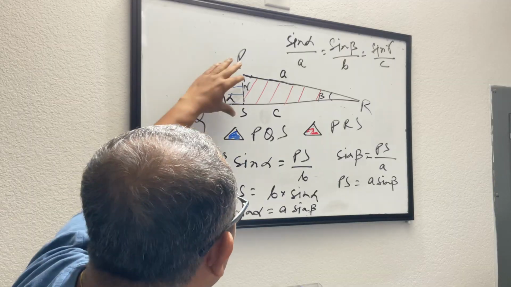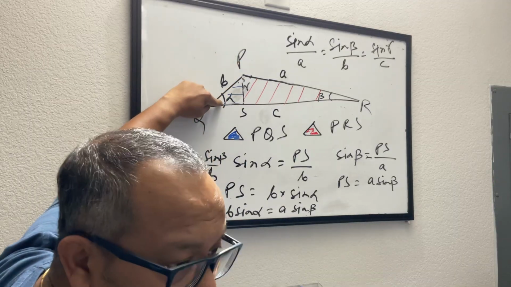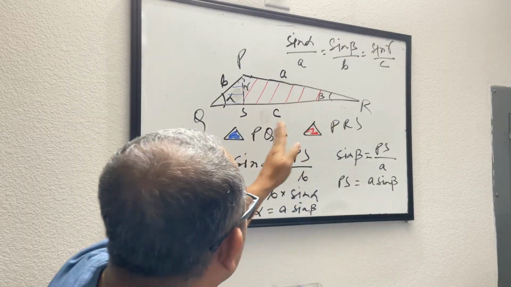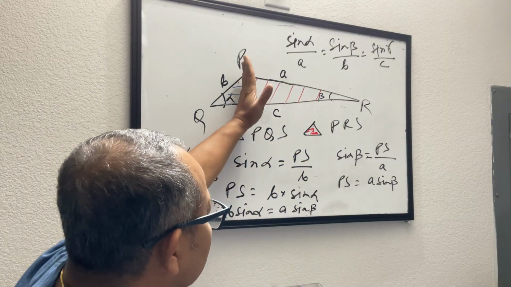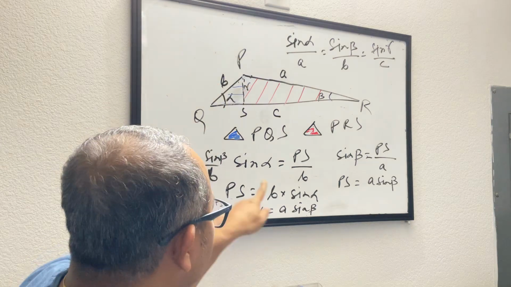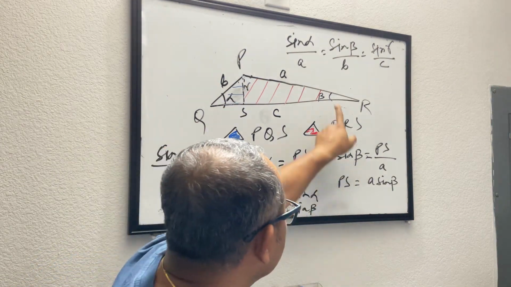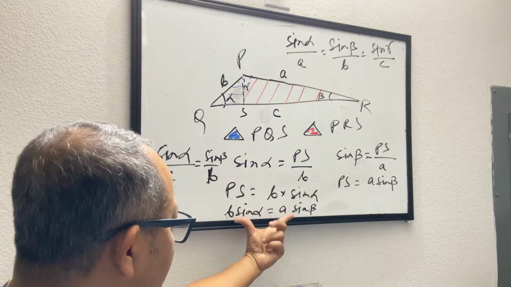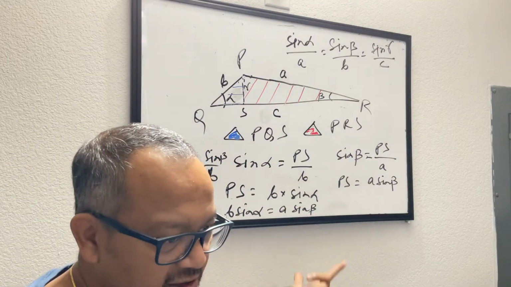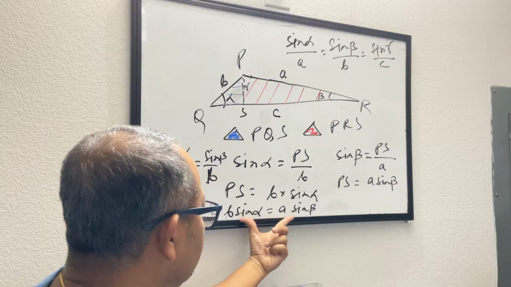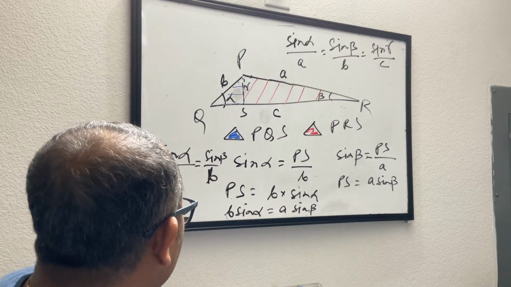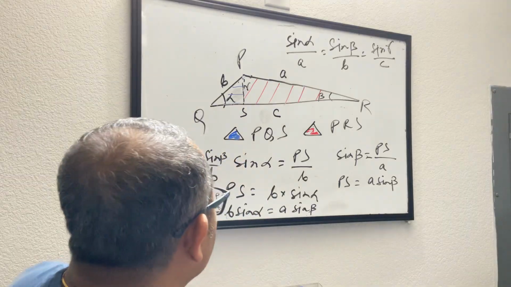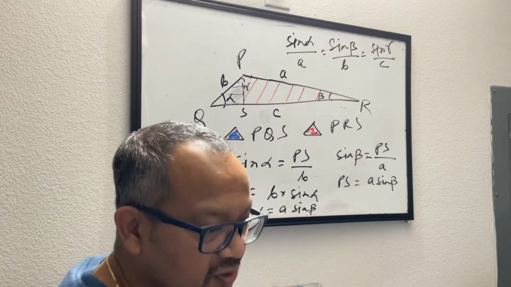From this right angle triangle, we found out what is the sine of alpha. From this triangle, we found out what is sine of beta, and we found that this triangle gives me PS equals B sine alpha, and this triangle gives me PS equal to A sine beta. So we compare these two. PS is equal to PS obviously, right? So these two are equal, that means sine of alpha by A equal to sine of beta by B. And we just picked up two angles and we proved this one.